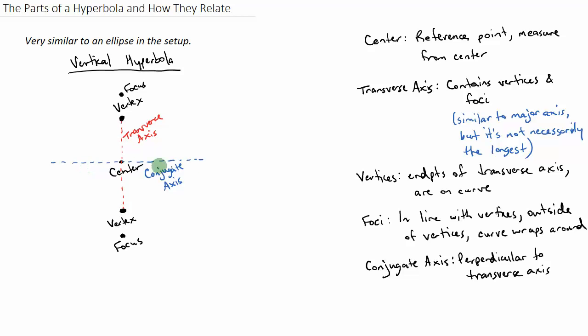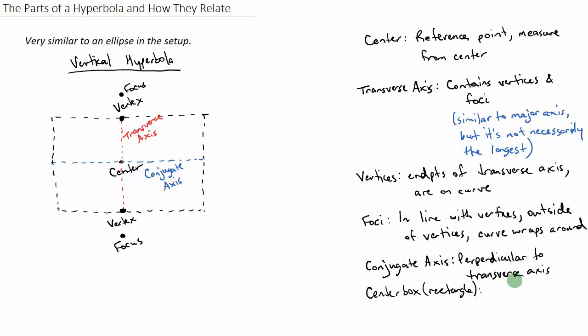Once we have those two axes, that helps us form what's called the center rectangle, or center box, or central box. It has all kinds of names. So we're just going to draw a rectangle using these dimensions, both of these axes that we have. Of course, it surrounds your center, and the edges of your conjugate and transverse axes touch it. So we have the center box, or center rectangle, around the axes.